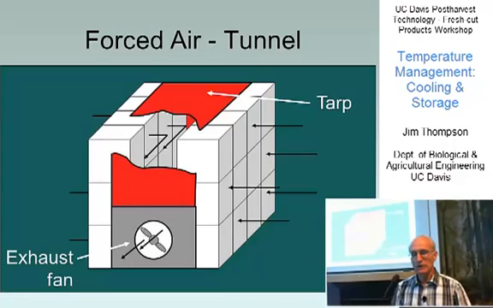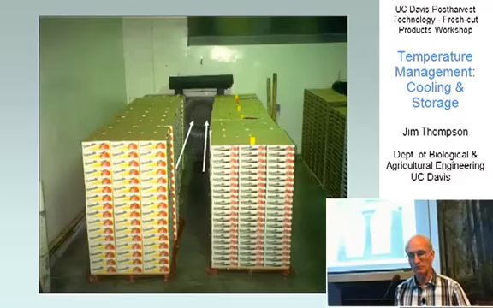You can see here there are two lanes of product, looks like pallet bins in this case. It can be any sort of form. There's this empty space between them, and then a fan evacuates air from that empty space. The tarp in red covers the empty space, so the air that's evacuated has to be replaced by air that flows through the product. It's a simple concept.